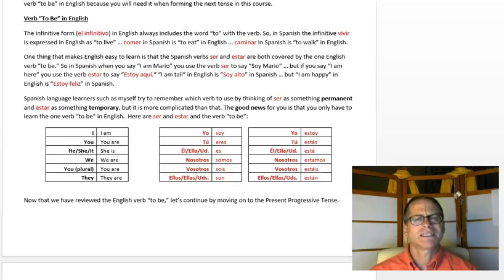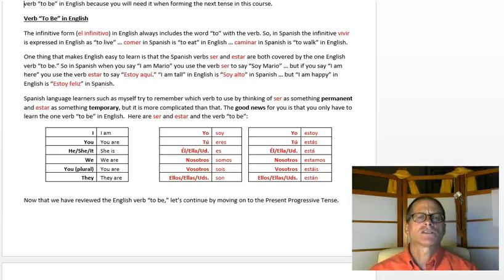One thing that makes English easy to learn is that the Spanish verb ser and estar are both covered by the one English verb to be. So in Spanish, when you say, I am Mario, you use the verb ser to say, soy Mario. But if you say, I am here, you use the verb estar to say, estoy aquí. I am tall in English is soy alto in Spanish. But I am happy in English is estoy feliz in Spanish.